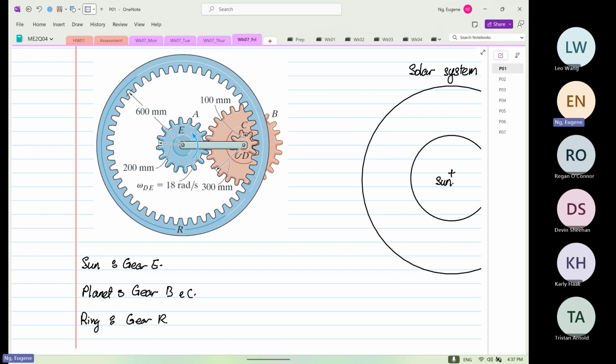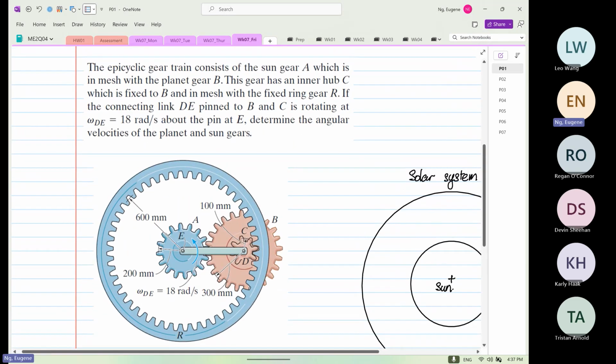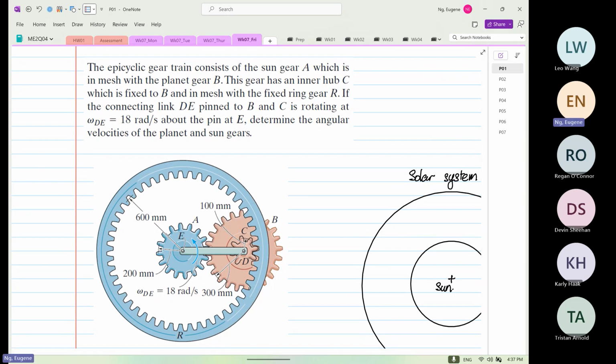But anyway, let's come back to the problem. The epicyclic gear train consists of the sun gear. So when you hear sun gear, it means everything is rotating about this axis. That's the sun gear.